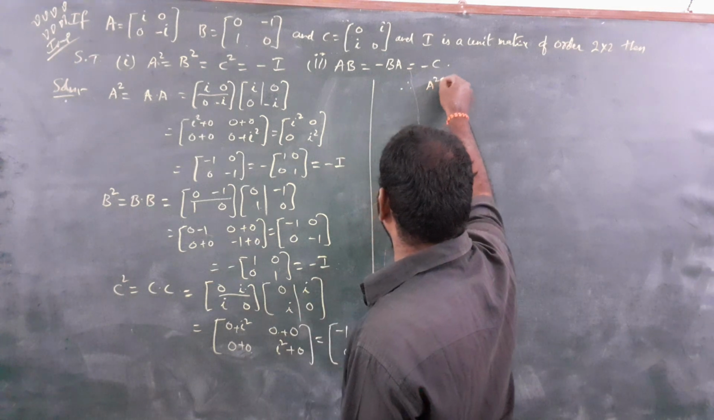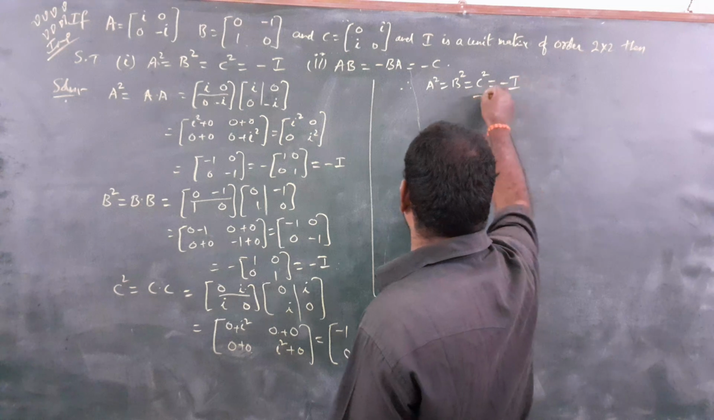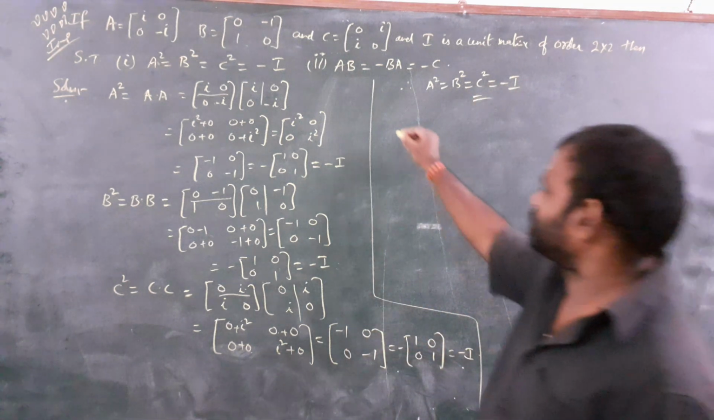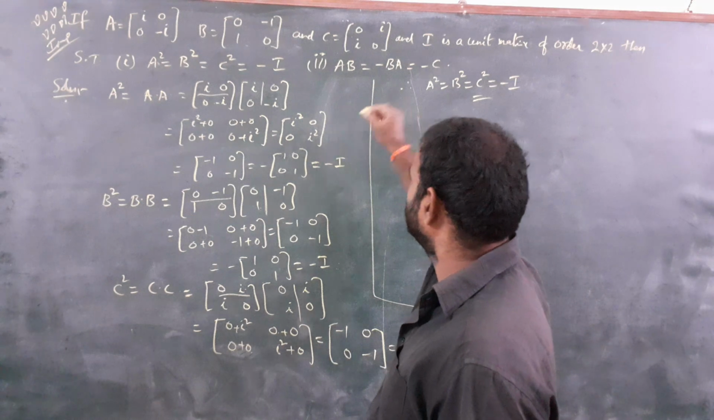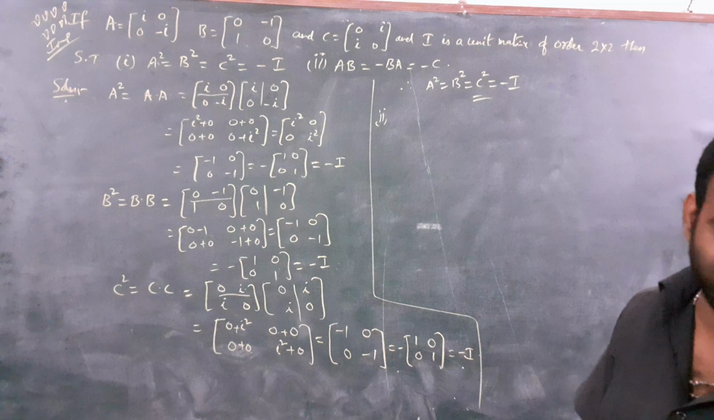Therefore, a square is equal to b square is equal to c square is equal to minus I, which will be proved. And now the second bit. For the second bit, what you get? First you are going to find the AB value.